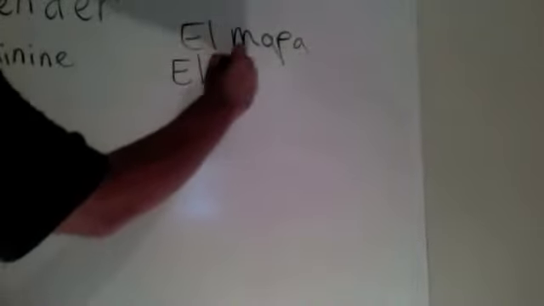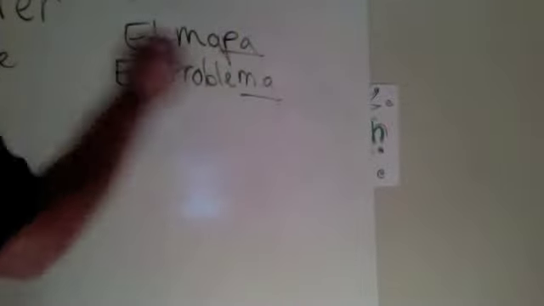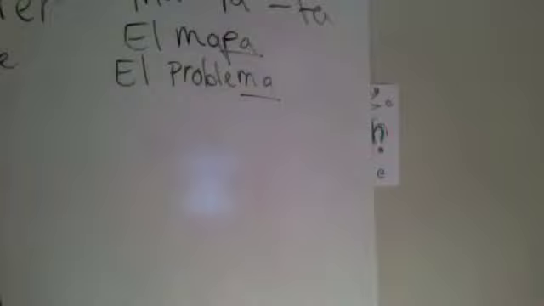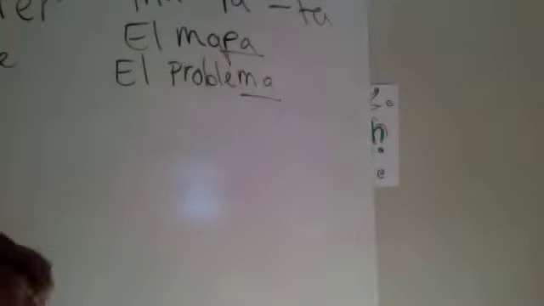Let's do another word. What about el mapa, the map? It ends in an A. What about el problema, the problem? They both end in an A. But sometimes, things that end in ma, pa, and ta are usually, depending on the origin of the word, masculine. Not 100%, so just because it ends in one of these three things, don't assume it's going to be masculine.